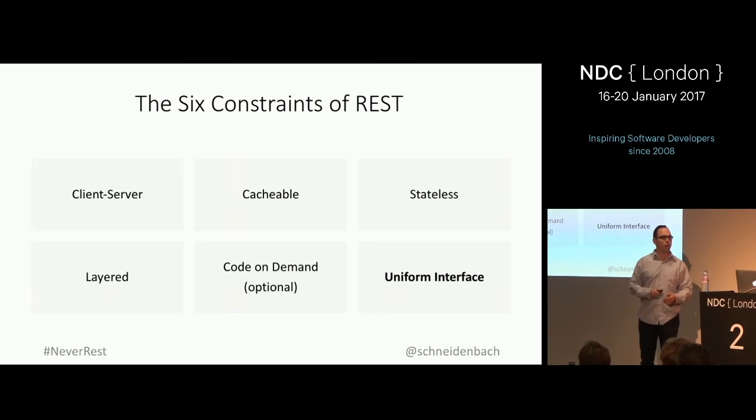And here's what they are. We have six constraints. We have the client-server constraint, which mainly just specifies that there's a client and there's a server. That's it. We have the cacheable constraint, which means that a response from a server can define itself as cacheable or not. It doesn't have to be, but it can define itself as cacheable.